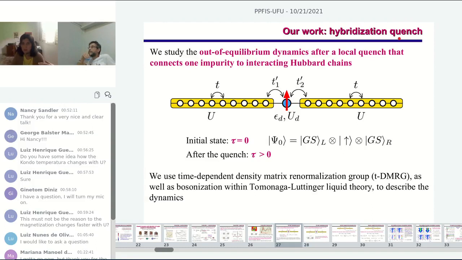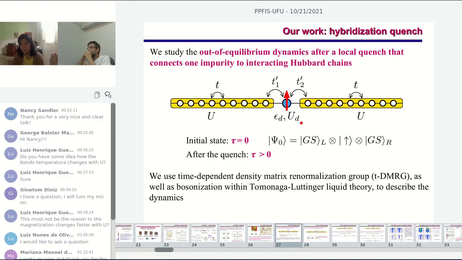That's why it is called a hybridization quench. Okay, so we turn on T1 prime and T2 prime at T a bit larger than 0. So in one situation, we turn on only T2 prime. In the other one, we turn on both of them, in such a way that we have only one wire or two wires.